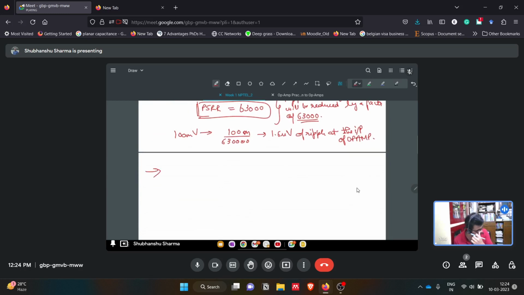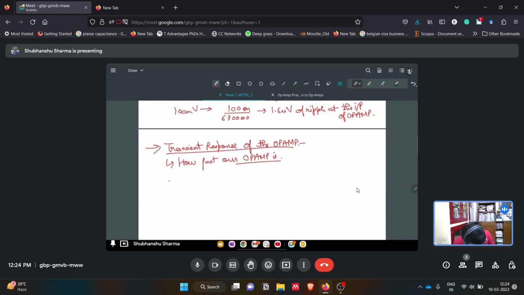Then there is one more important characteristic, that is the transient response of the op amp. This gives an idea of how fast our op amp is. Here one more concept comes, that is slew rate. Slew rate is given in volt per microsecond.